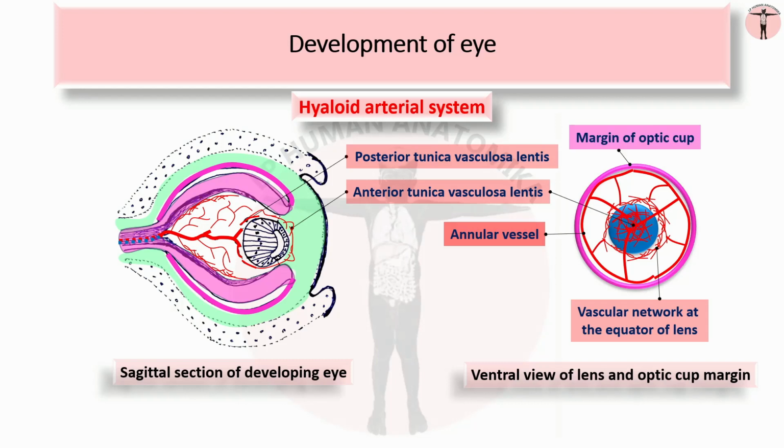It is the 7th week, not the 2nd week. These networks of blood vessels supply the developing lens until the aqueous humor is produced.